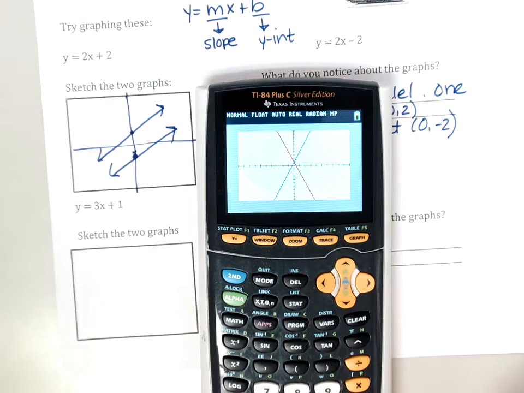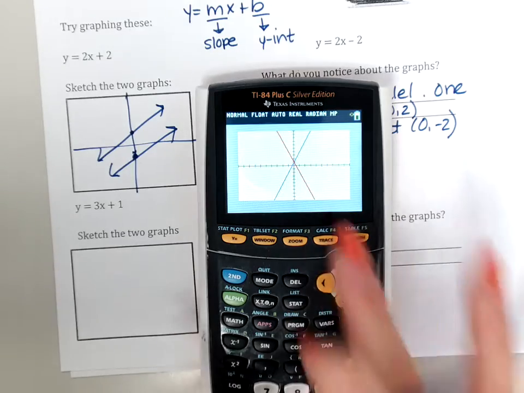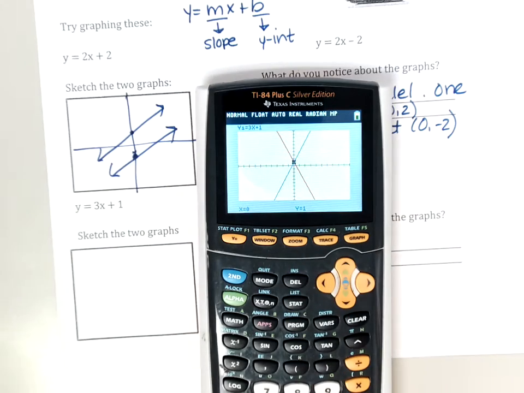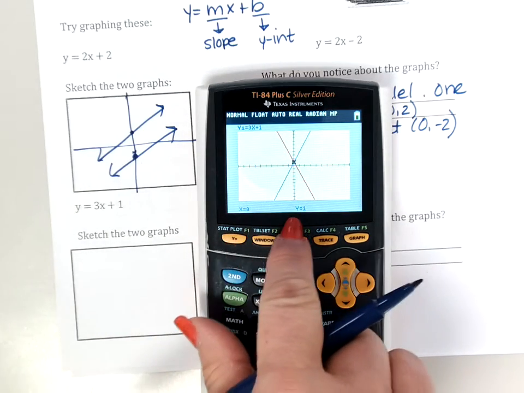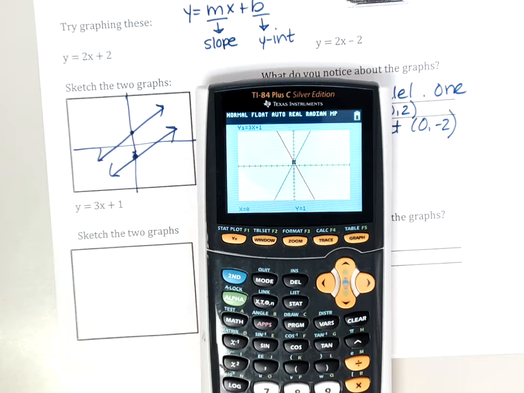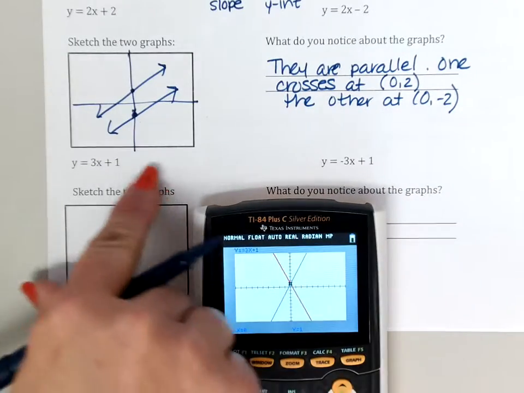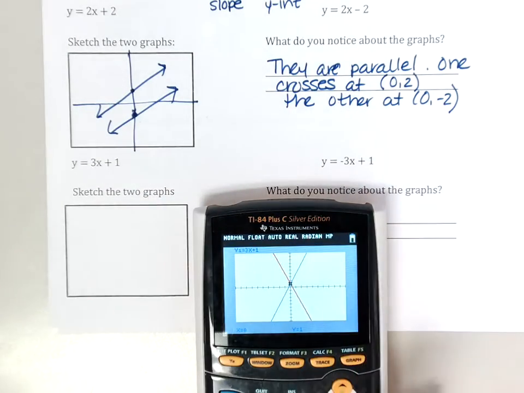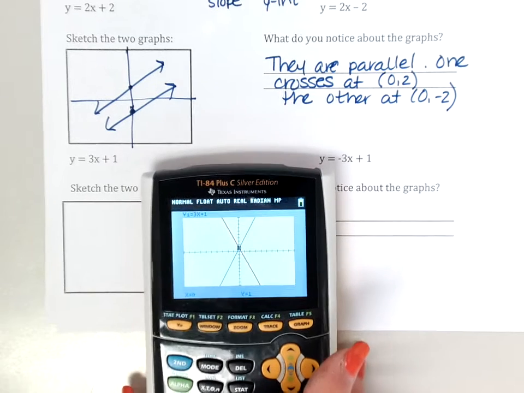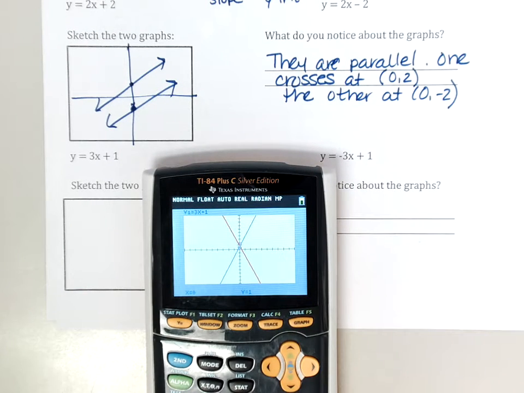All right, they intersect. They both intersect. If I hit trace right there, they both intersect at 0, 1. They cross at the same place on the y. I would expect that because they both had a plus 1, right? They both should be crossing the y at plus 1. Now my lines go in opposite directions, but they appear to have the same steepness. So that negative, all that does is change the direction of the line.